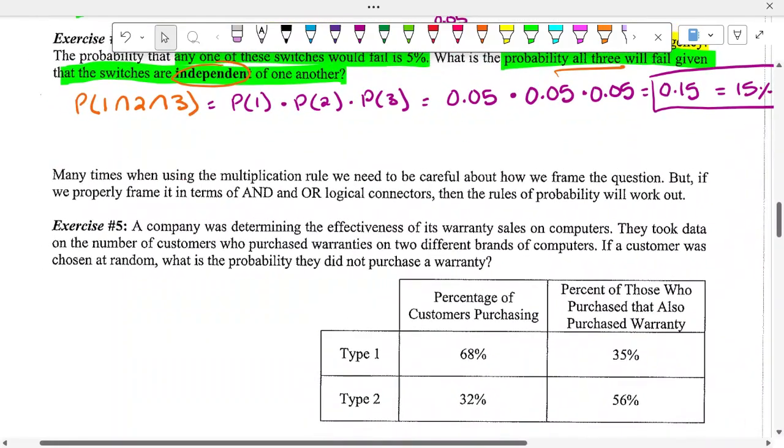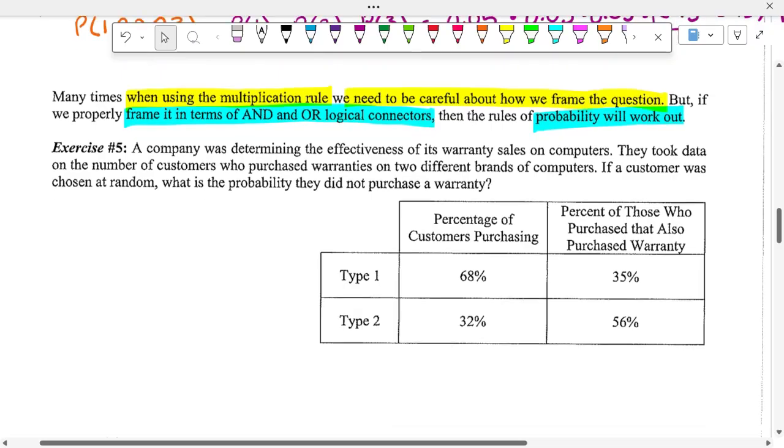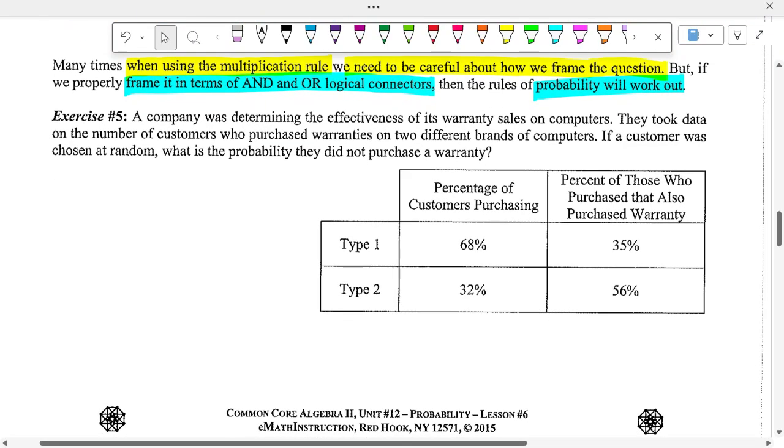Okay, last one. Many times when using the multiplication rule, we need to be careful about how we frame the question. But if we properly frame it in terms of and or as logical connectors, then the rules of probability will work out. Remember when I said that I hate probability? This is why. A lot of times you have to read it really carefully, because 1 or 2 words can make all the difference in probability.